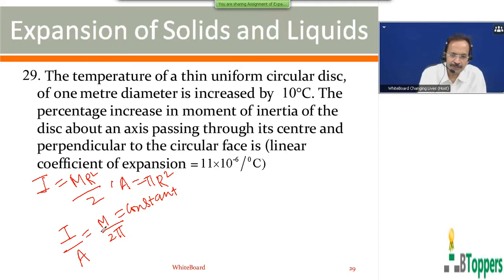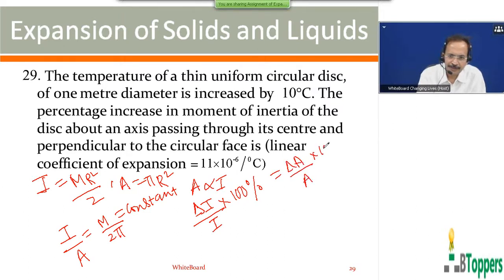So the mass of the disc will not vary with variation of temperature here, and 2 pi is a constant. Therefore, the surface area of the disc is proportional to the moment of inertia. So the percentage change in the moment of inertia is the same as the percentage change in the area. The percentage change in the moment of inertia you can write as delta I by I into 100%, that you can write as delta A by A into 100%.